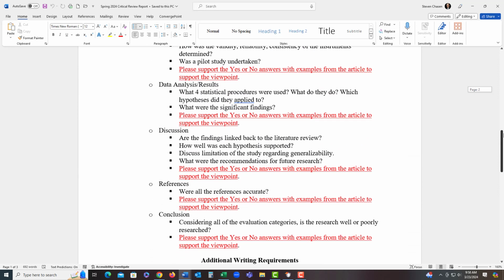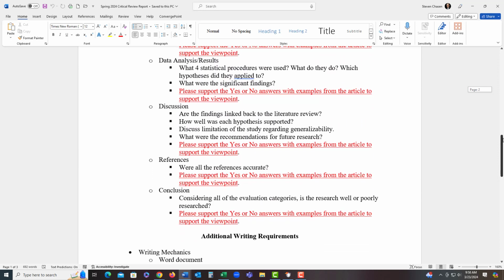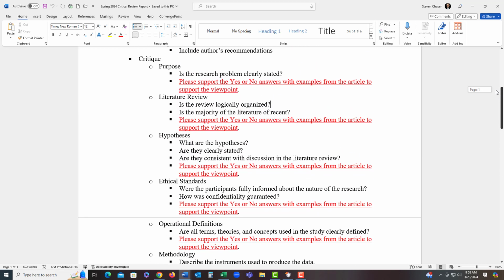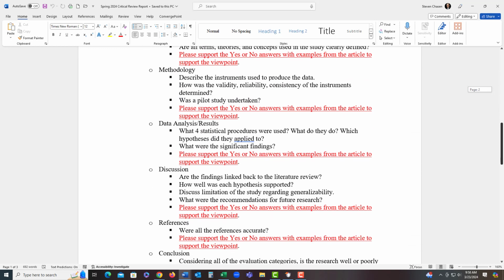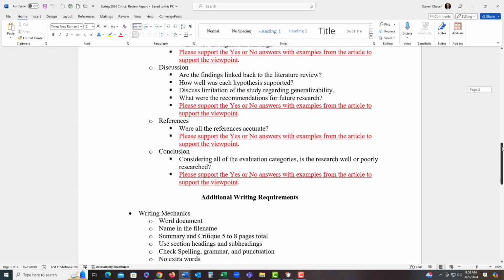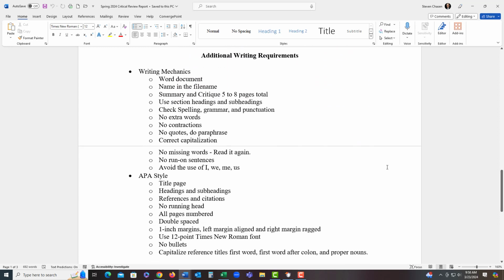All right, so read this over. If you have a question about the various sections that you're going to be writing about, put them in the Ask the Professor folder. And here's your writing requirements. Word document, 5 to 8 pages total. This does not include the title page. And if you have a reference section, make sure you use the spell check, please.